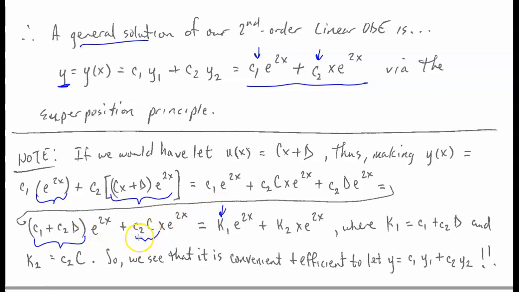And same deal here. C2 times big C is just another constant, so I'm just calling that K2 here. Because of that, I still have a situation where I have a linear combination of e raised to the 2x and x times e raised to the 2x. So it's really kind of redundant to use this whole entire function versus just using the root function. That's why we just clip it off and say, whatever the root function is for you, we just use that and forget about the constants.